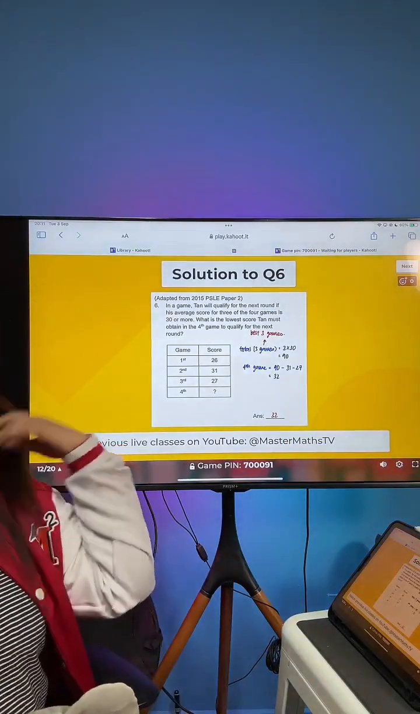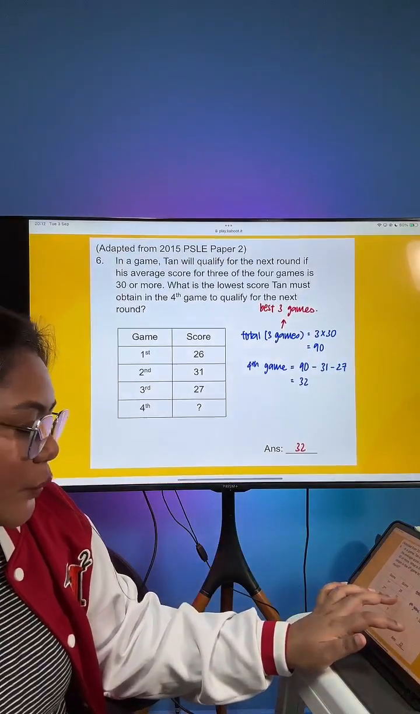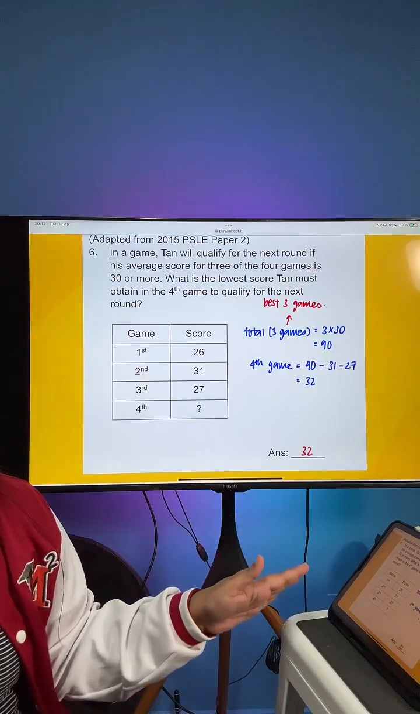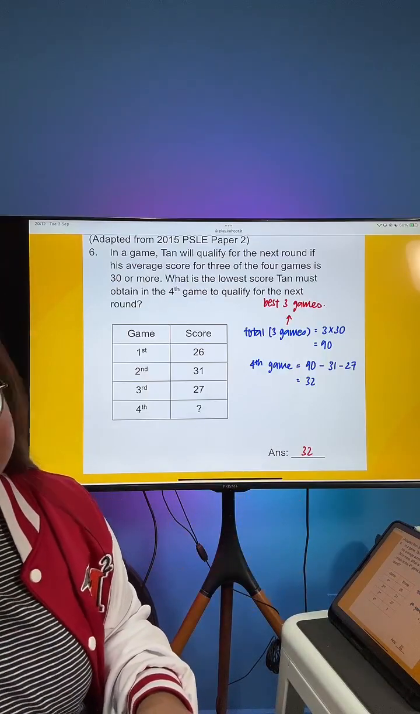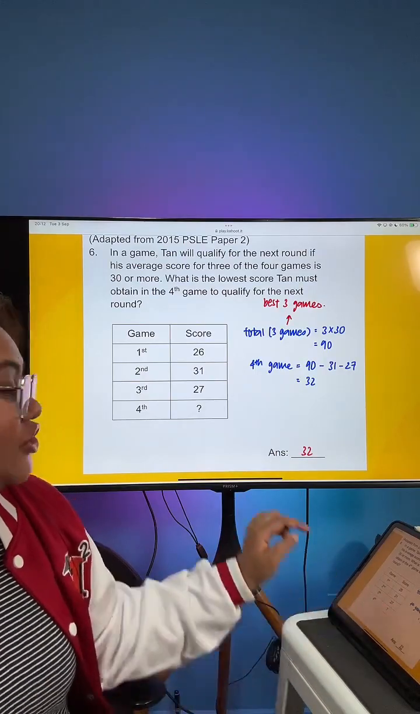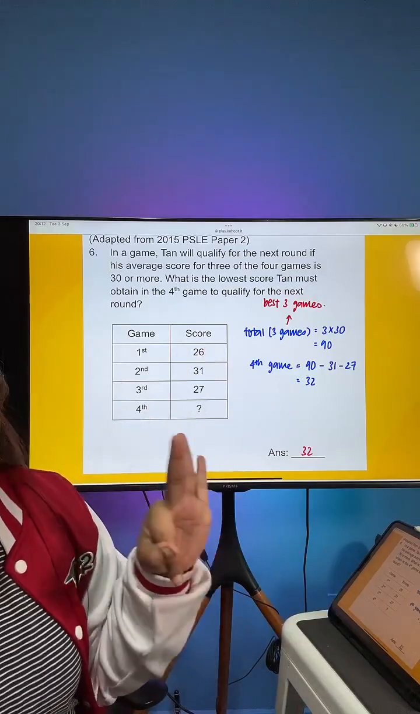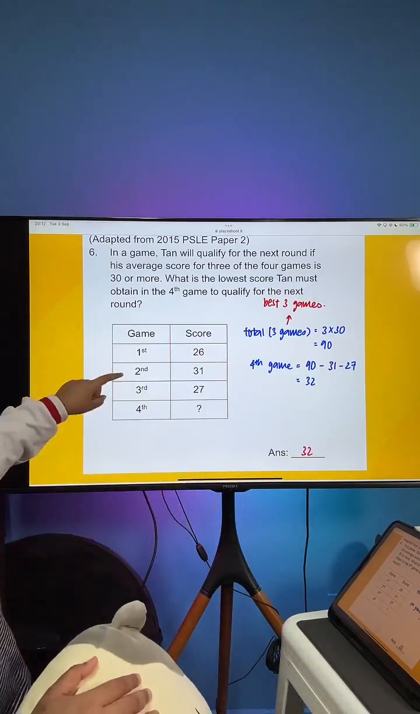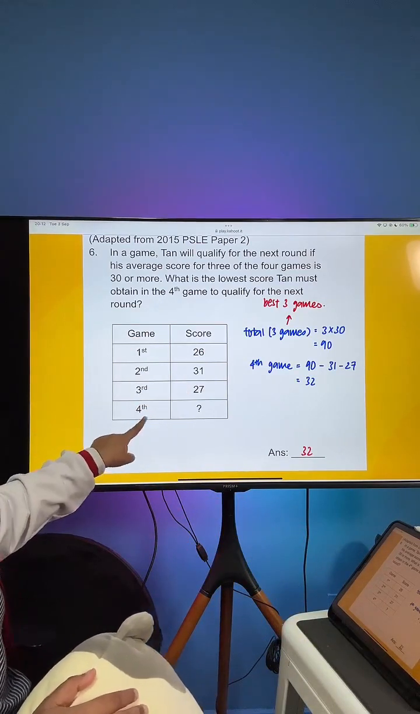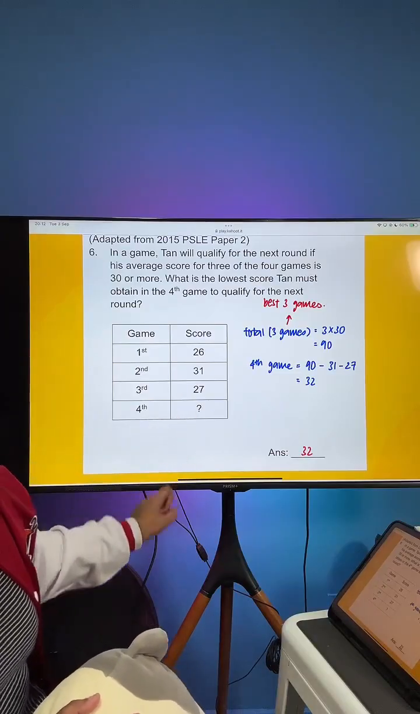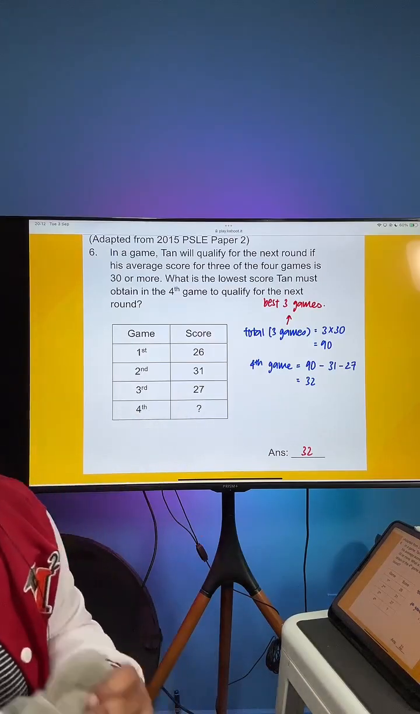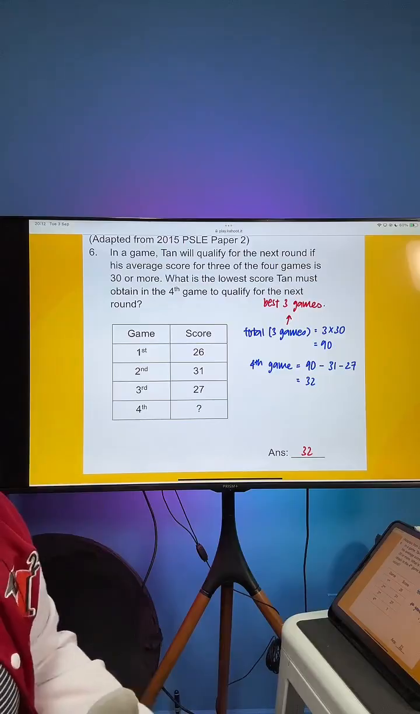Let's see why it's 32, okay? Because we have 3 games only, the total will be 90. Since the average is 30, the total is 90, right? 30 times 3 is 90. And then for the 4th game, basically to find the question mark here, you only take the best 3. So we are going to take the best one, 31, and the second best one, 27. So the 4th game, we assume it to be one of the best 3 as well, and that will give us 32. That is the lowest we can get to move on to the next round.